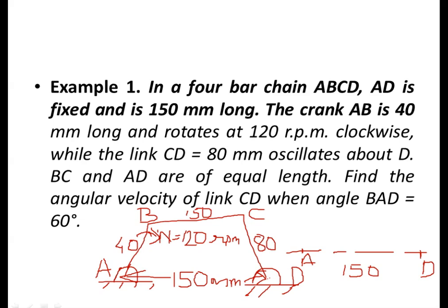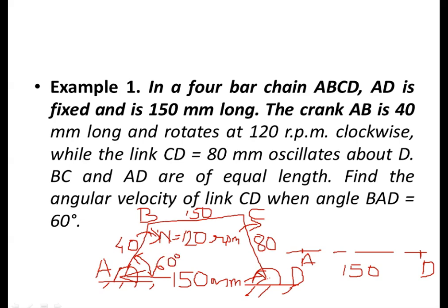Okay, so all the lengths you understood now. You just have to construct it. Find the angular velocity of link CD. So you have to find out the angular velocity of CD. And angle BAD is given, so this angle is given. Without this angle you are not able to construct. So this angle is given as 60 degrees.